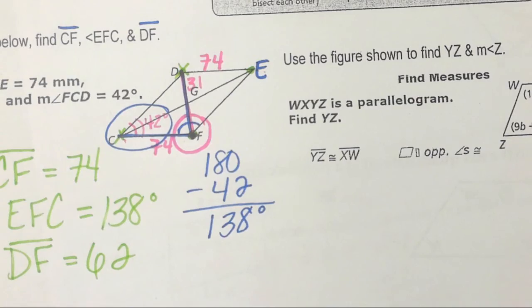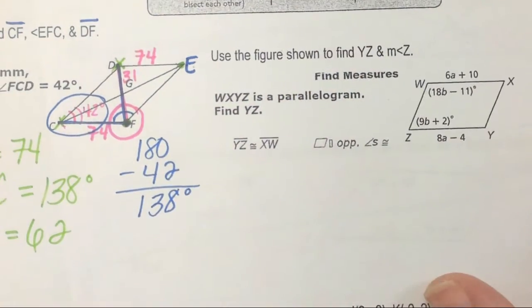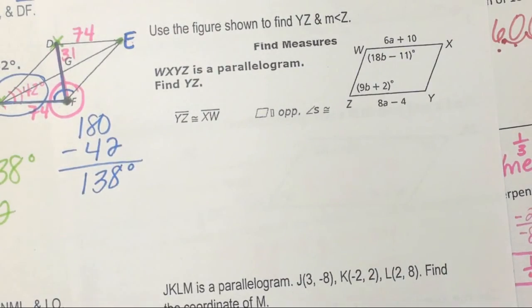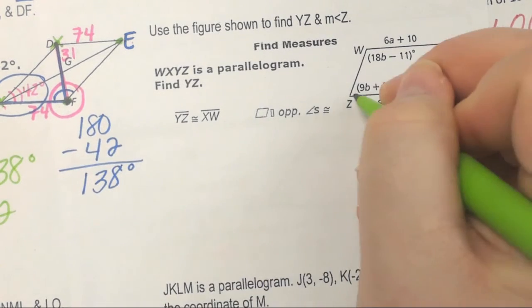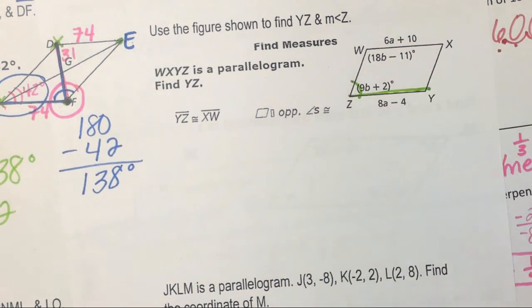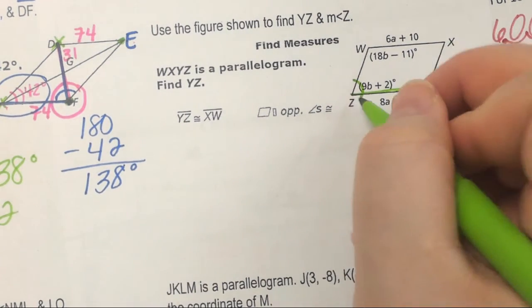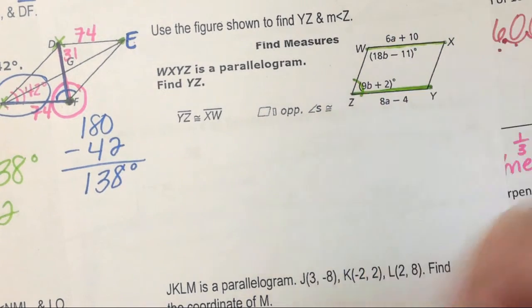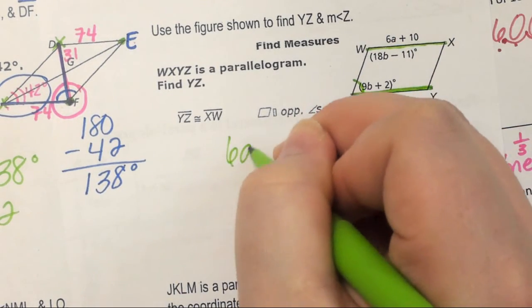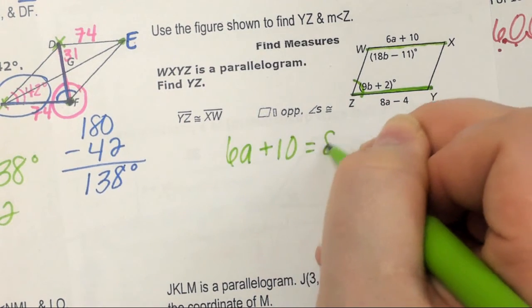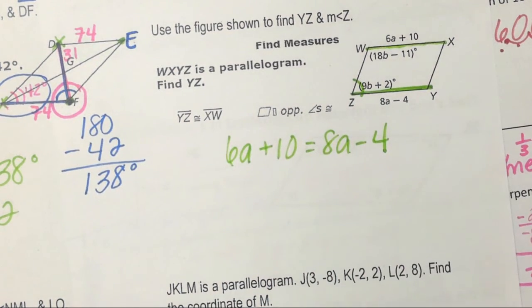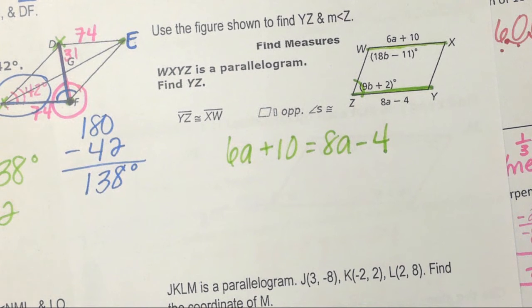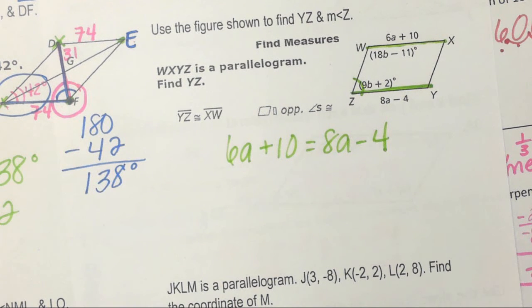So, of course, we're going to make it a little more complicated, as always. We have this picture of a parallelogram, and it wasn't enough just to put numbers now. Of course, now they're going to put letters. They want us to find YZ, and they want us to find the measure of angle Z. Well, I know that YZ is supposed to be congruent to WX, so I can do 6A plus 10 equals 8A minus 4, and solve for A. Or I could just be smart and guess that the A pieces are supposed to be equal.